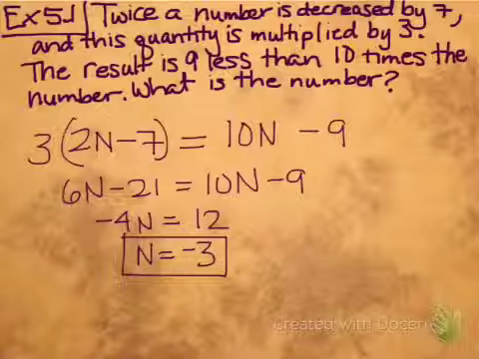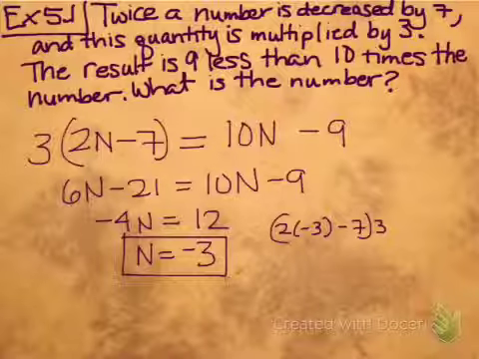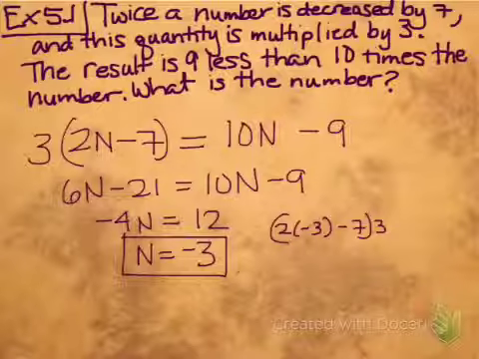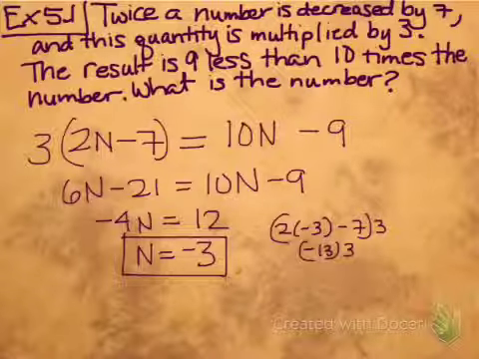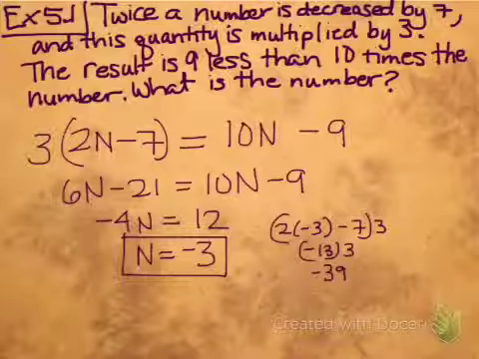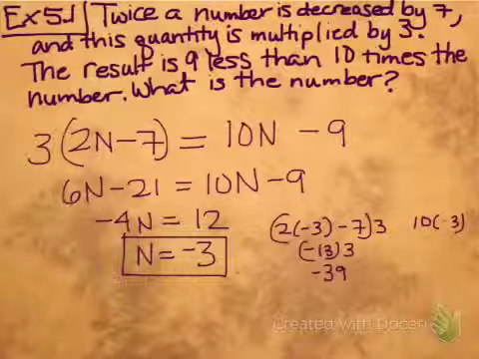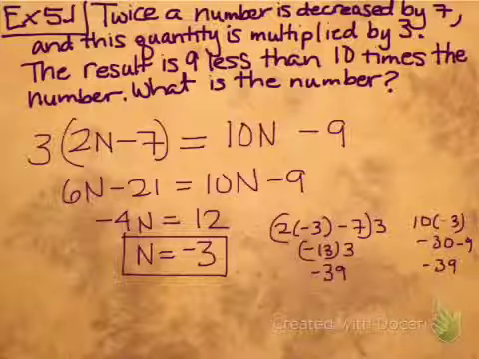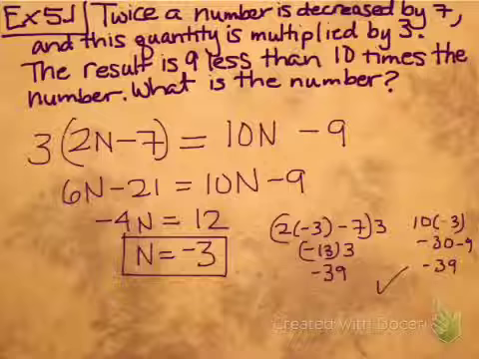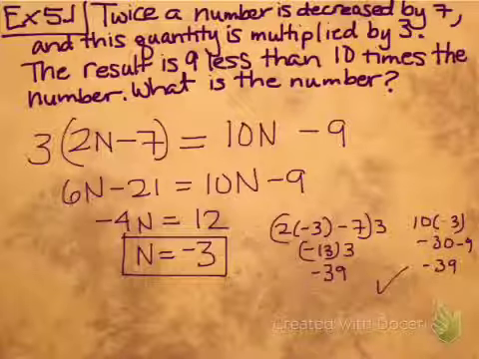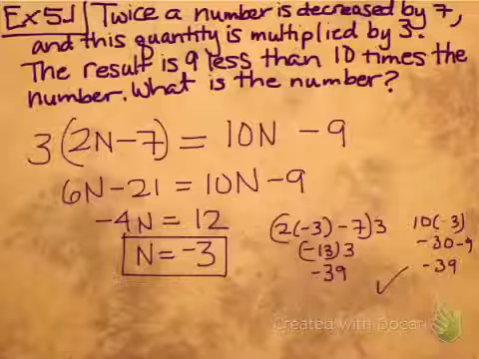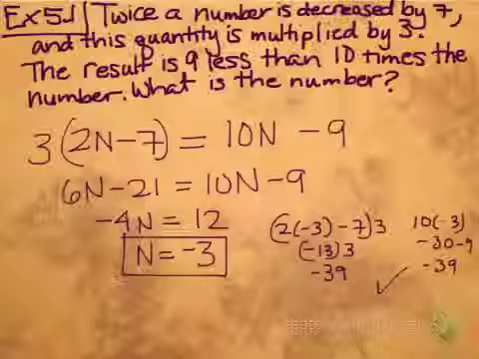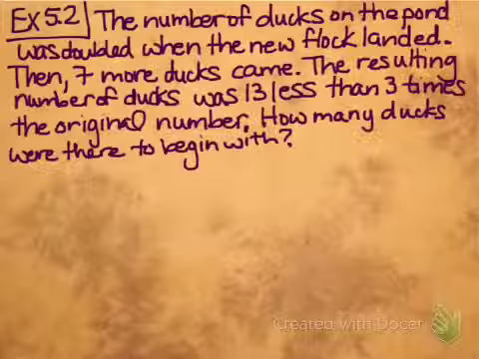Now on word problems, if you're ever unsure about the answer, you can always go and check it. So I just take that negative 3 and plug it back in. 2 times negative 3 minus 7 times 3. So we get negative 13 times 3, negative 39. And then we'll check the other side. 10 times negative 3, which is negative 30, minus 9 is negative 39. They both equal each other, so they check out. You don't always have to check, but if you're unsure, that's one way that I go back and check, because I just go back to the original problem and make sure that it all works out.